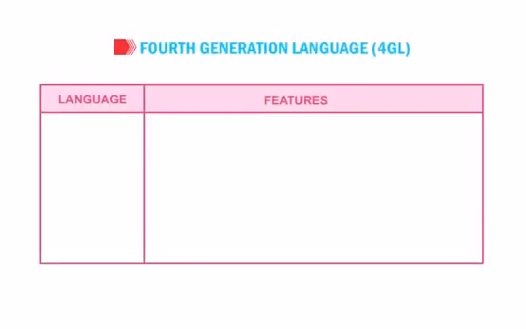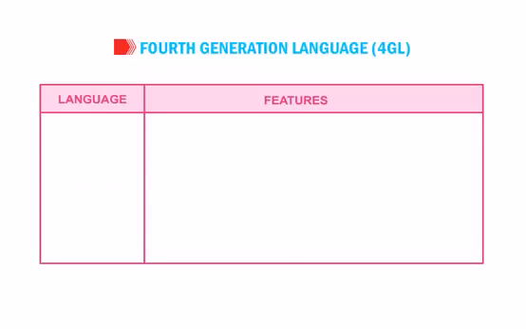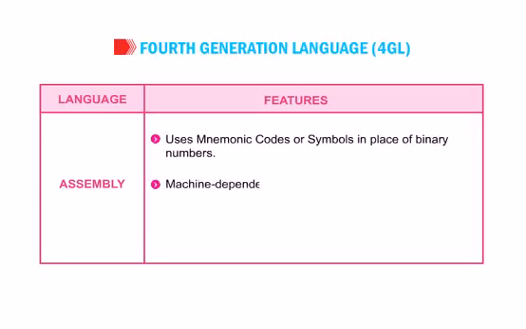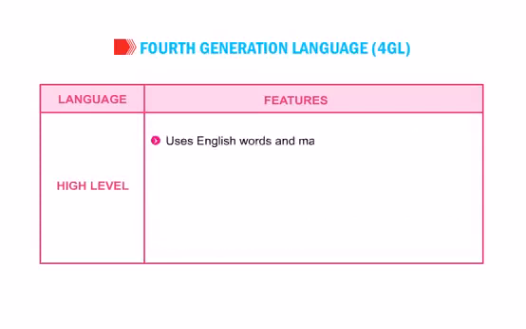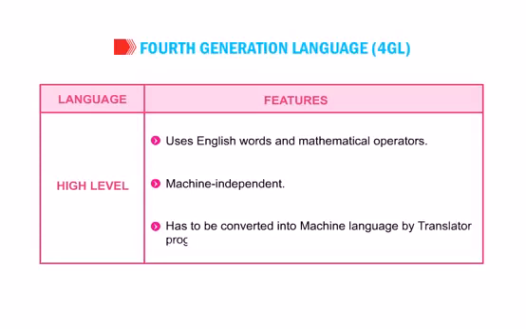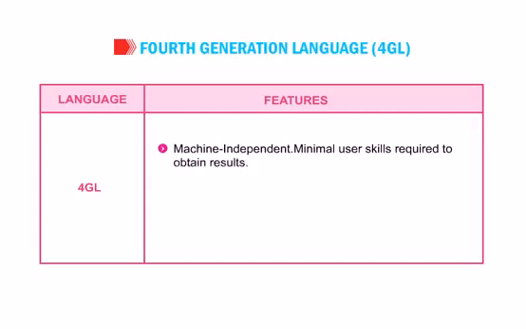Now, let us briefly sum up about computer languages and their features. Machine uses binary codes to depict operators and data. Machine-dependent, the only language directly understood by a computer. Assembly uses mnemonic codes or symbols in place of binary numbers. Machine-dependent, has to be converted into machine language by translator programs, assemblers. High-level, uses English words and mathematical operators. Machine-independent, has to be converted into machine language by translator programs, interpreters and compilers. 4GL, machine-independent, minimal user skills required to obtain results. Application development tool.